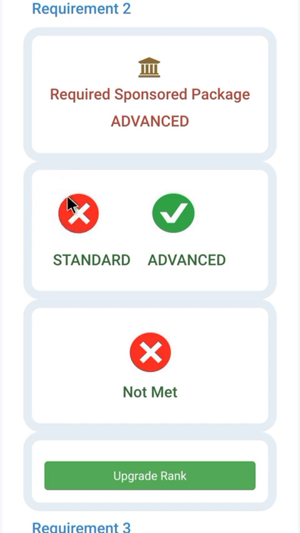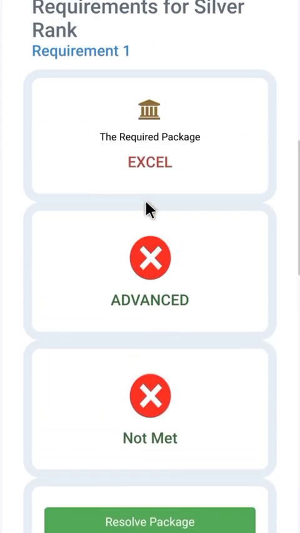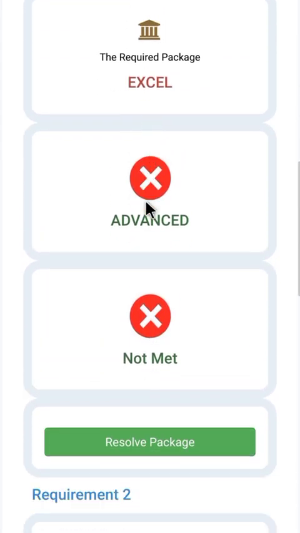And when this is upgraded to advanced, under here you see met. It will tick it, and then also come down, you also tick it, and it will show you met, meaning that you've met these requirements too. Of course, requirement one was for you to upgrade from your current package advanced to excel. Let's say you've done that.